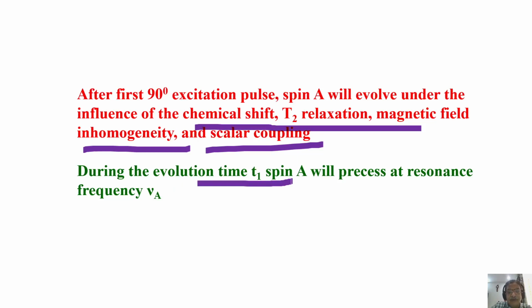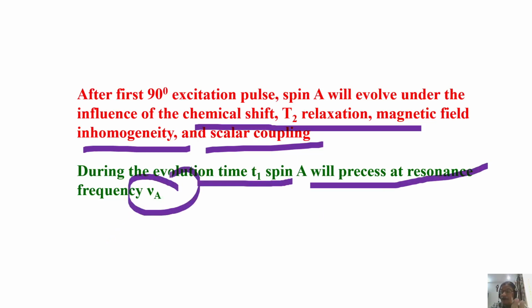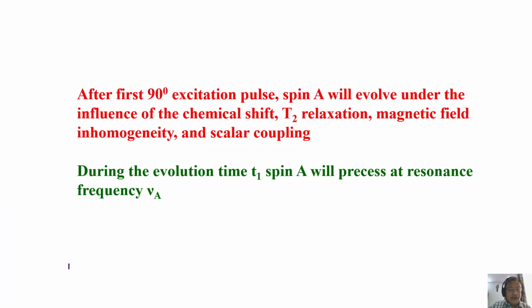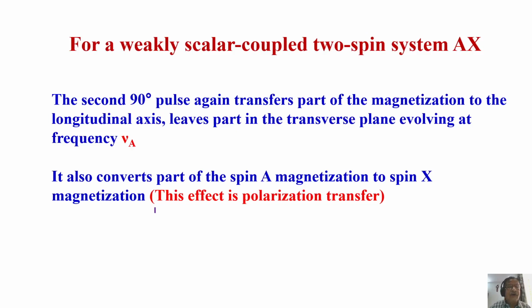During the evolution time T1, spin A will be precessing at the resonance frequency of nu A. Because remember, the chemical shifts nu A and nu X are different. So nu A has its own precessional frequency, and nu X has its own precessional frequency. They are different. But since I am taking only A and X as the two spins, the precessional frequency of A in the T1 period I call nu A. Okay. Now, what happens to the second 90-degree pulse?